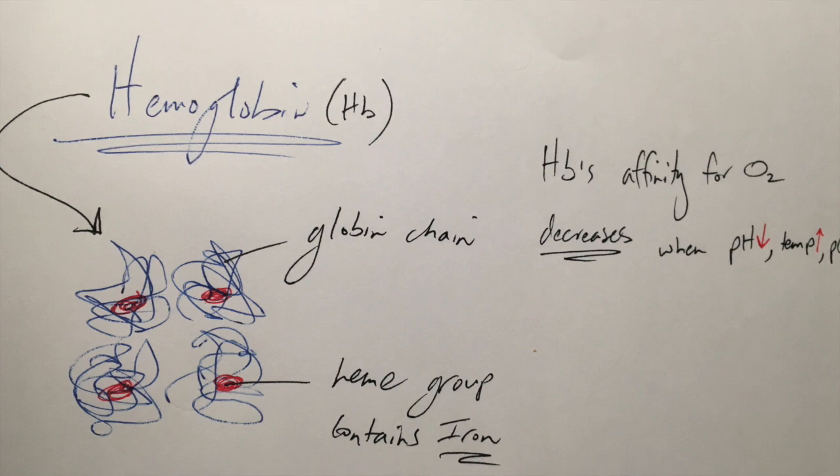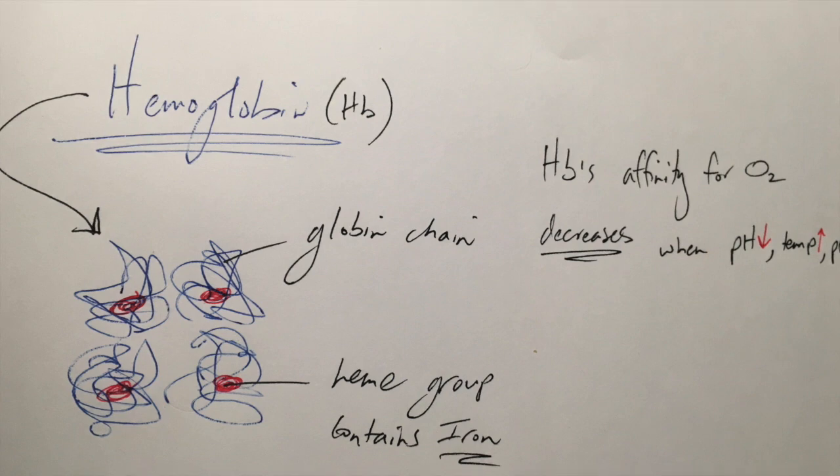What do you think the concentration of CO2 is going to be like at the location of those exercising muscle cells? Is it going to be high or low? Super high, because they're consuming all that ATP, making ATP, respiring, producing a lot of CO2. If there's a lot of CO2, what's that going to do to the affinity that hemoglobin has for oxygen?